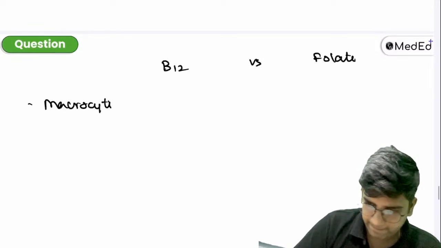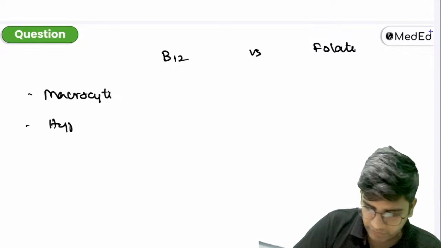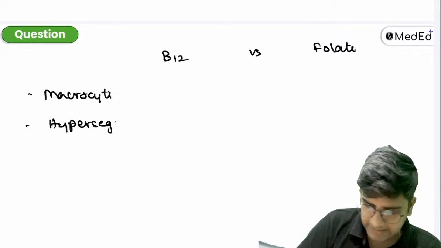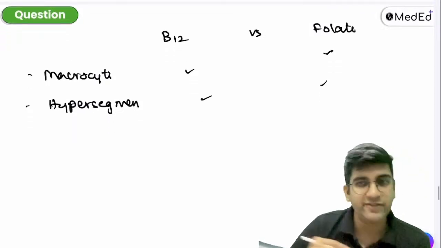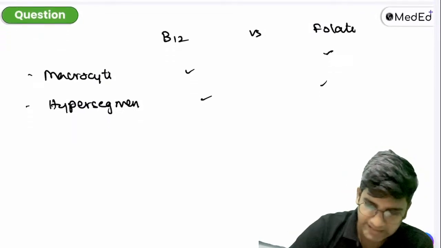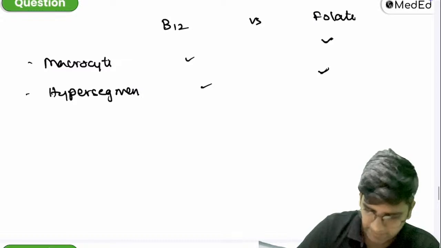Your hypersegmented neutrophil, seen classically in B12 as well as folate. Okay, let's look at the difference. I'm giving you a classical history. Tell me where it is seen.